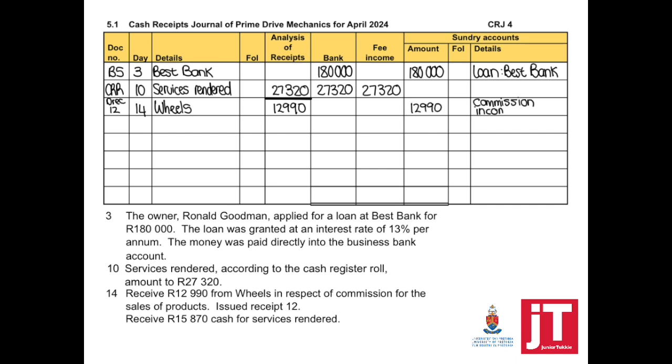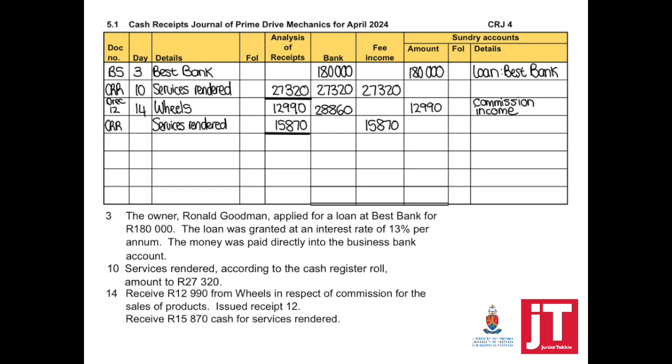Commission income. Take note, I didn't say anything in bank. Two transactions on the same day. Received 15,870 for cash for services rendered. Source document: cash register roll. For what reason? Services rendered. How much did we receive during the day? 15,870. For what reason? Fee income. And now we can draw a line.